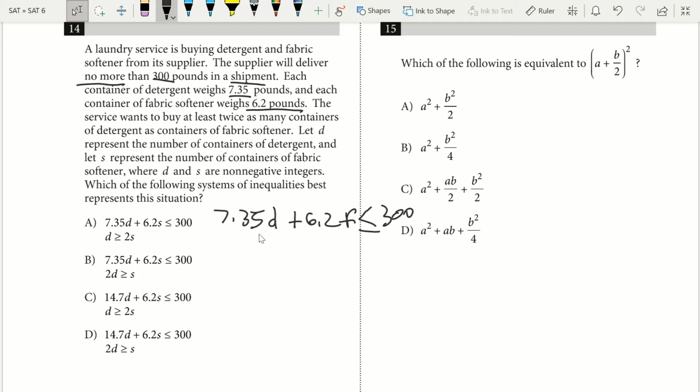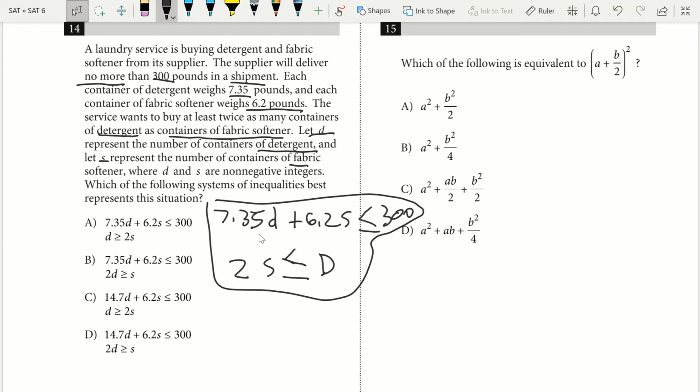Alright, the service wants to buy at least twice as many containers of detergent as containers of fabric softener. So we want 2 times the amount of fabric softener to be less than or equal to the amount of detergent we have. Let D represent the number of containers of detergent and S represent the number of containers of fabric softener. So we'll get rid of this F because it tells us to use S. And now we have our system of inequalities.